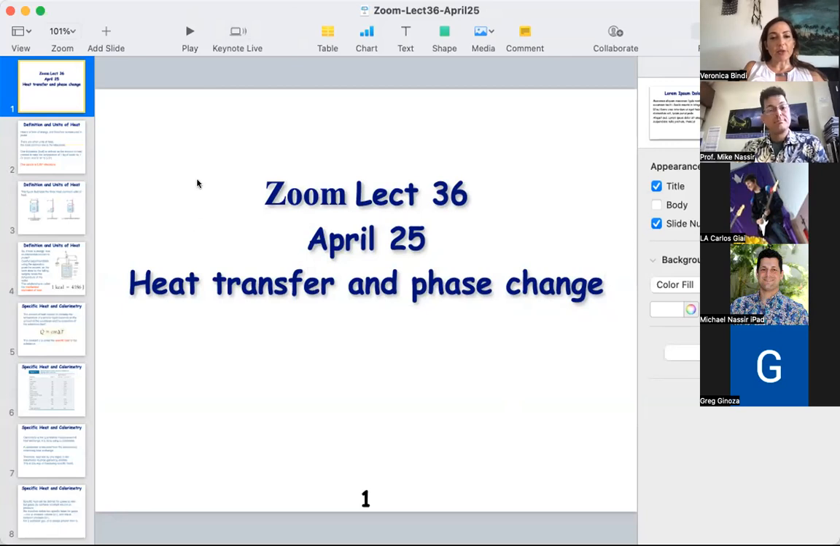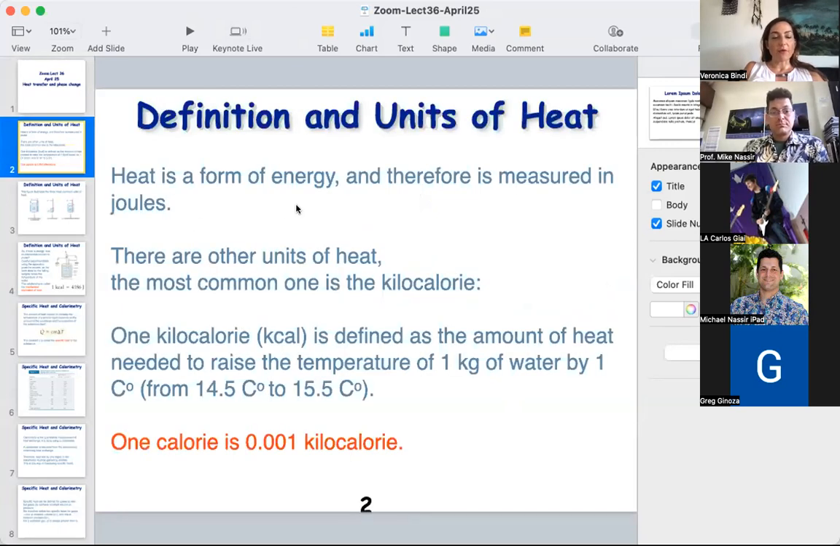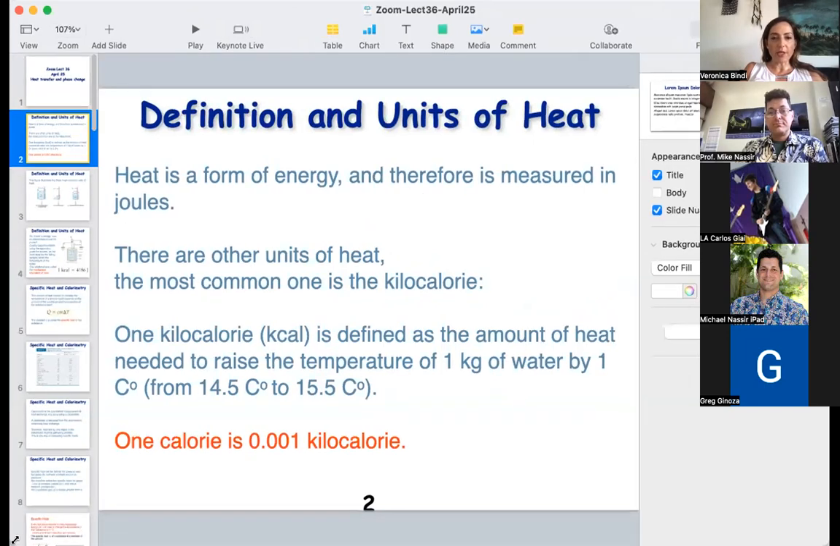So let's see heat transfer and phase change. First of all, we need to define heat. Heat is a form of energy and therefore is measured in joules, as we have seen for the other energies. So there are several units, but the most common one is kilocalories. 1 kilocalorie is defined as the amount of heat needed to raise the temperature of 1 kilogram of water by 1 Celsius. And so 1 calorie is 0.001 kilocalorie, of course.